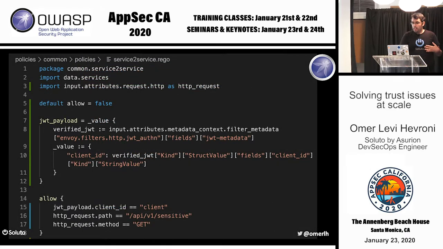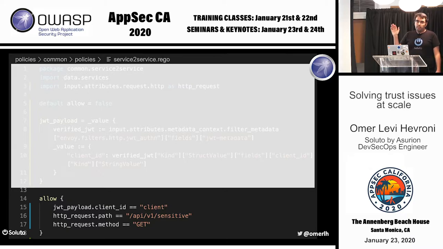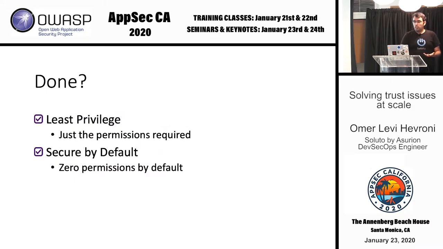And now we can write our policy. So let's ignore the first lines because they are not really interesting. And this is our least privilege policy. I can now, for example, decide that only this client with the ID client from the token is allowed, and to only this path and only this method. And now I can go on and on and add more policies like that and give me exactly what I wanted. So now we have the least privilege we wanted. And the same is true for secure by default, because if there is nothing there, the allow will be false.